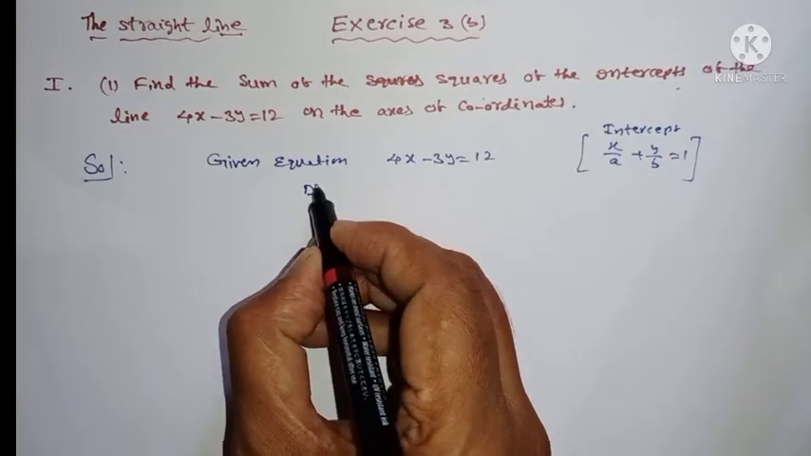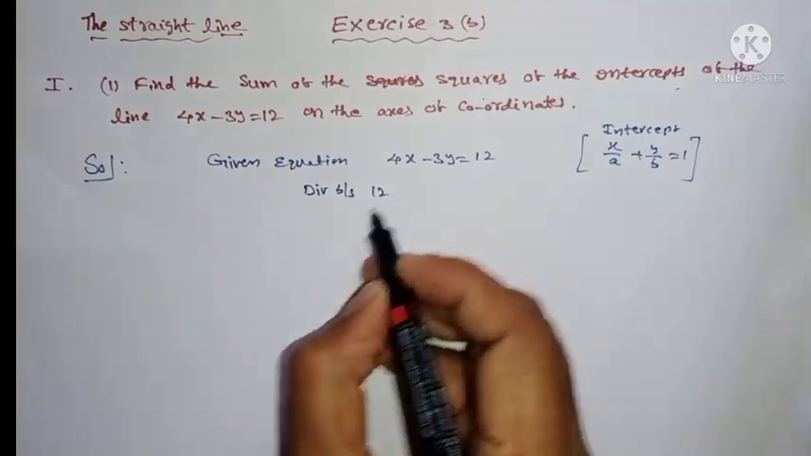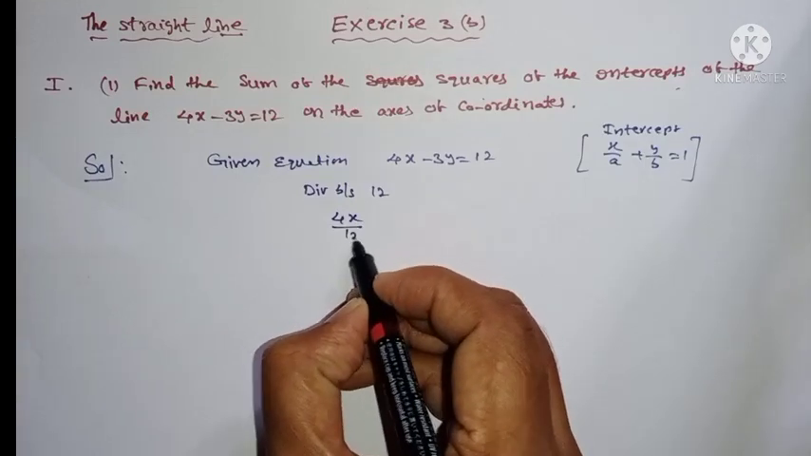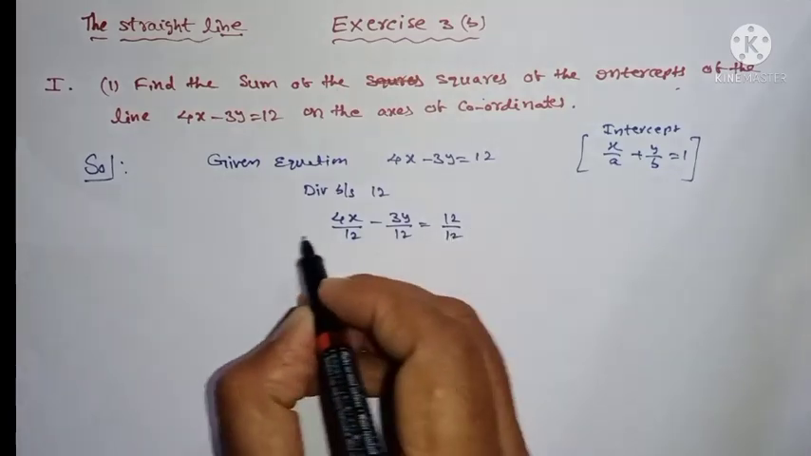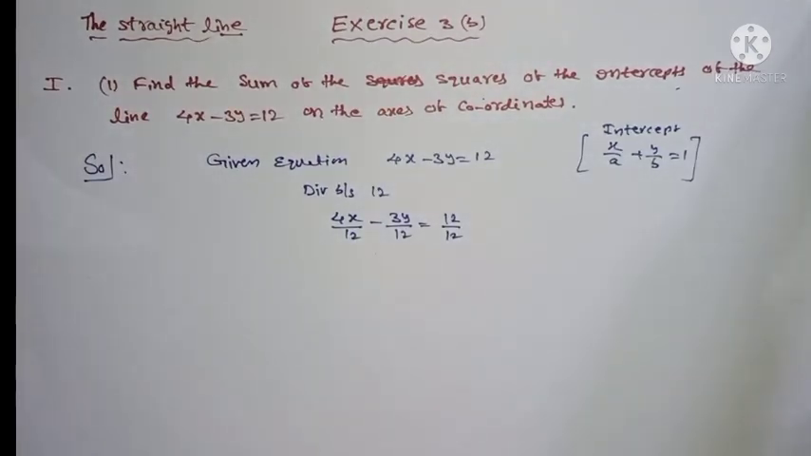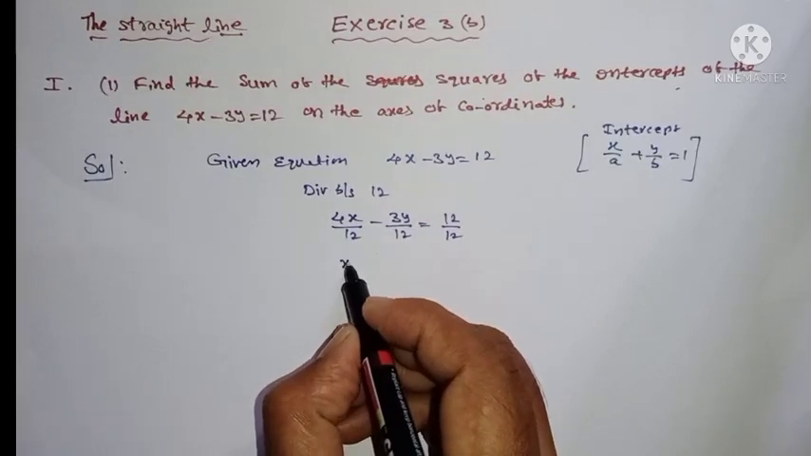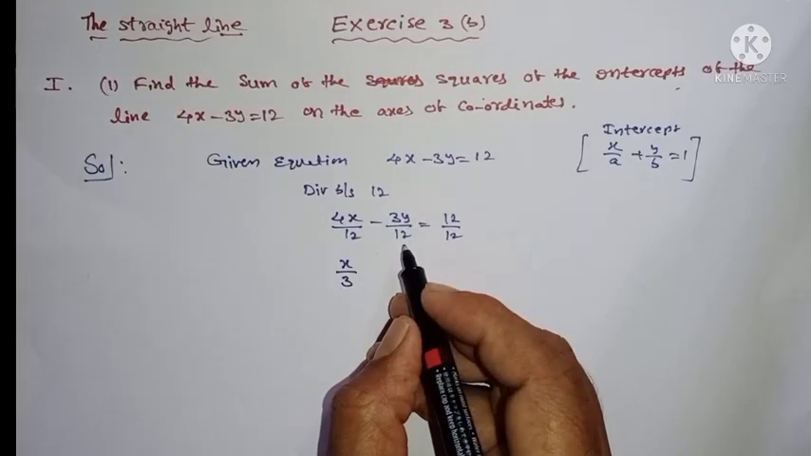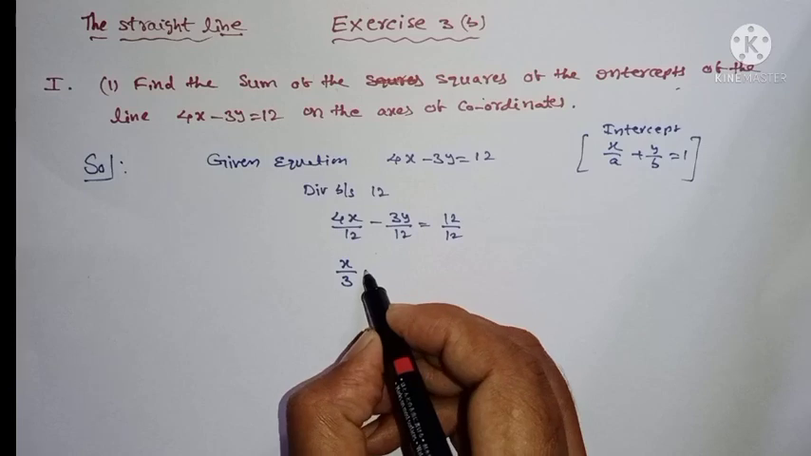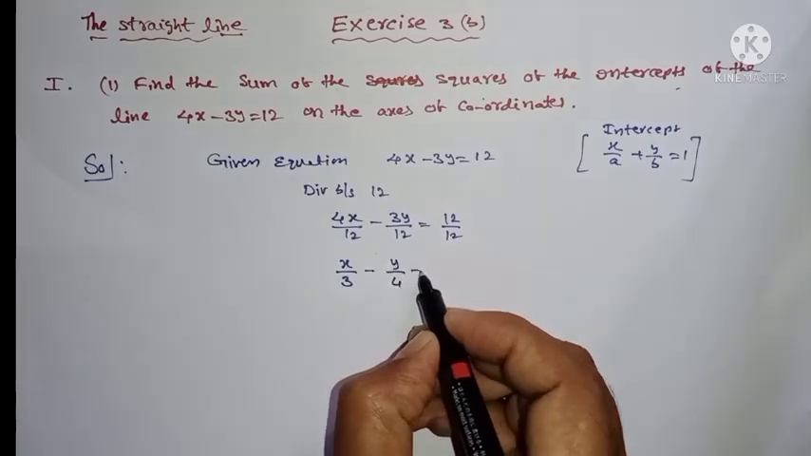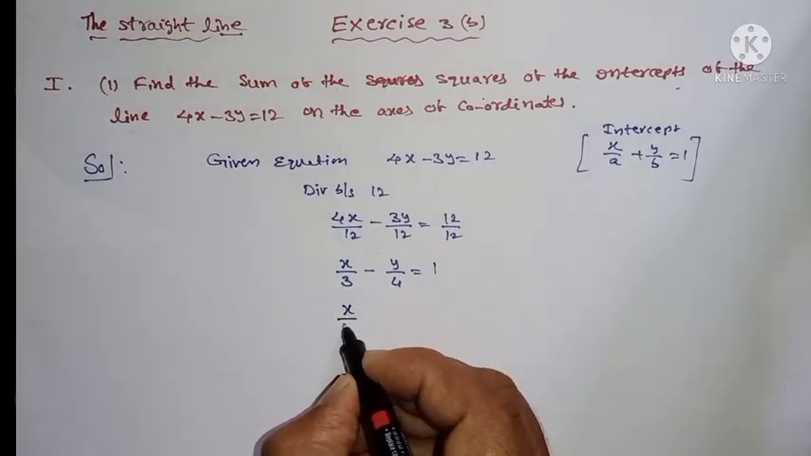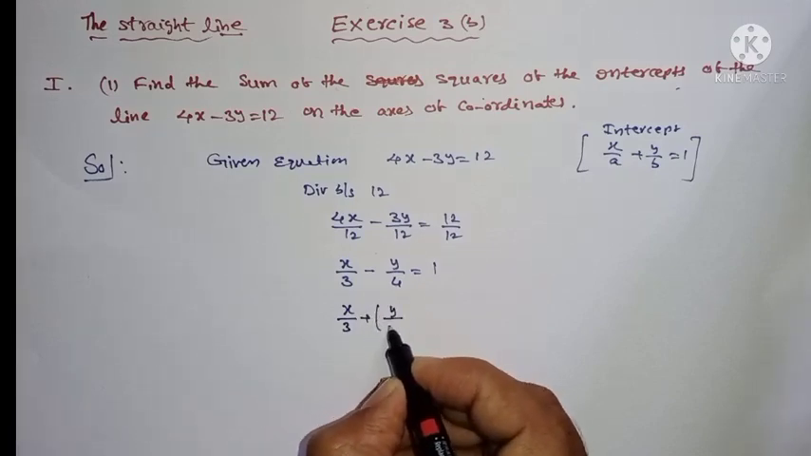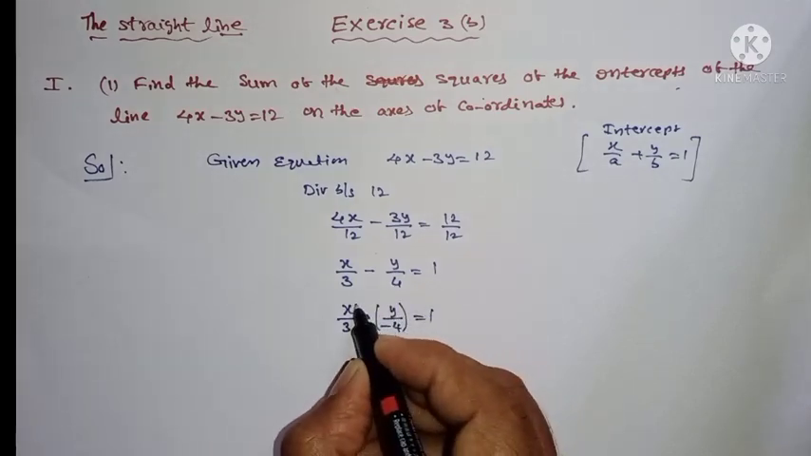Therefore, dividing both sides by 12, what will we get here? 4x by 12 minus 3y by 12 is equal to 12 by 12. Dividing both sides with 12, this can be written as x by 3 minus y by 4 is equal to 1, or I can write this as x by 3 plus y by minus 4 is equal to 1.